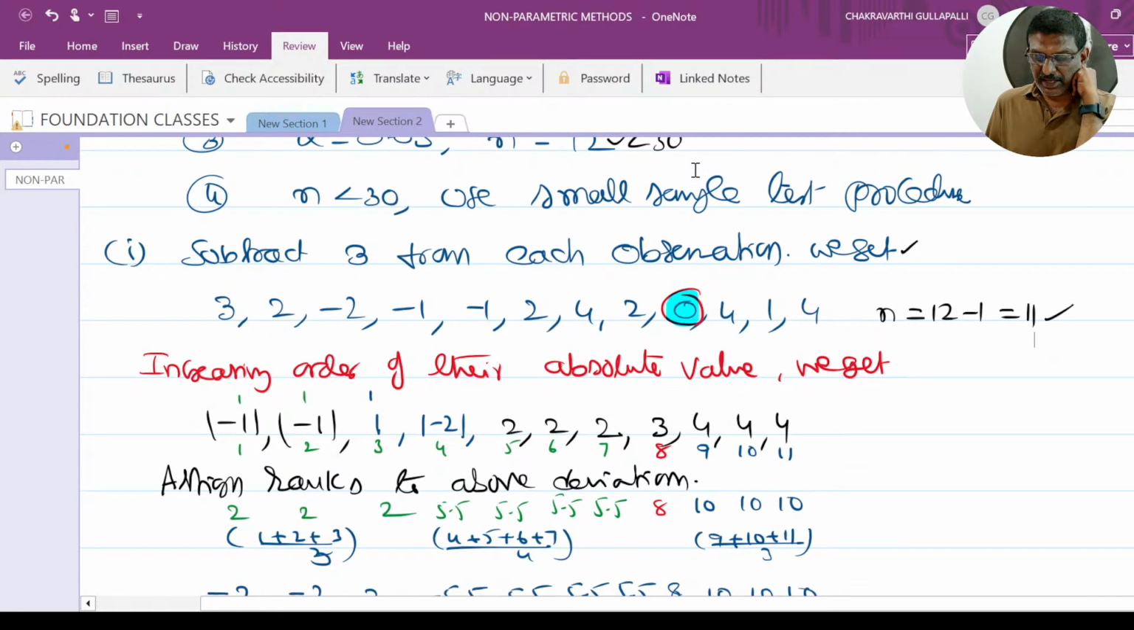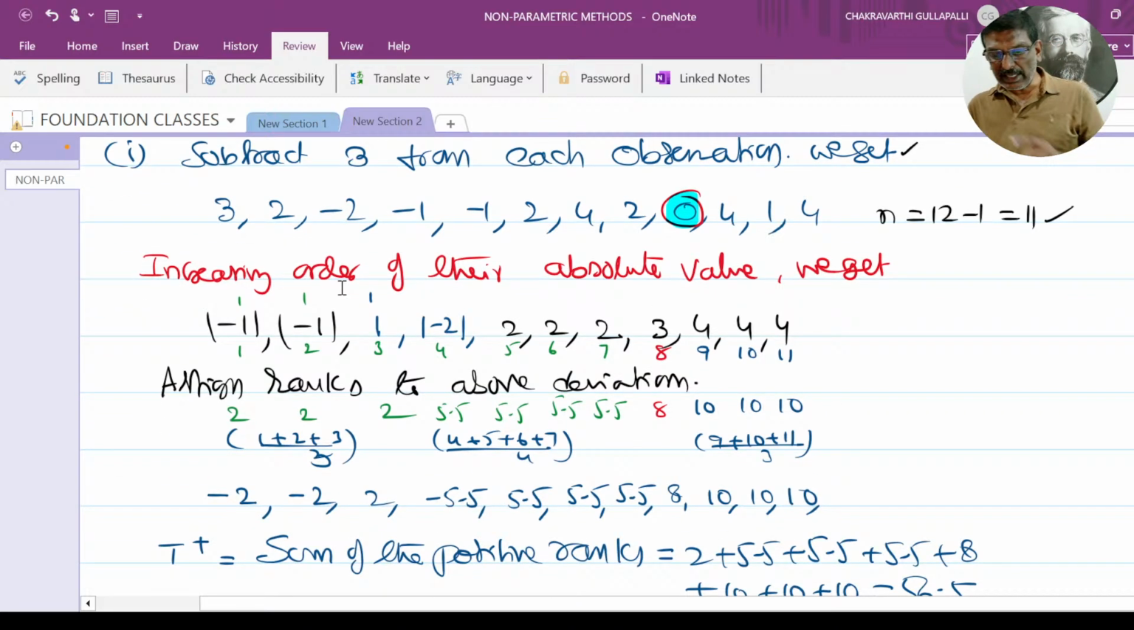Increasing order of their absolute values. Now you have to arrange the data in increasing order by applying the absolute values. Minus 2, minus 1, minus 1. Apply the modulus value: minus 1 is treated as plus 1, and minus 2 is treated as plus 2. Now based on the order, 1 is a positive deviation. By increasing order: minus 1, 1, minus 2, because minus 2 is a 2 when applying the modulus value.